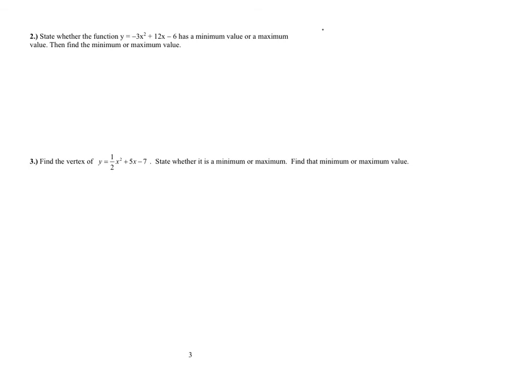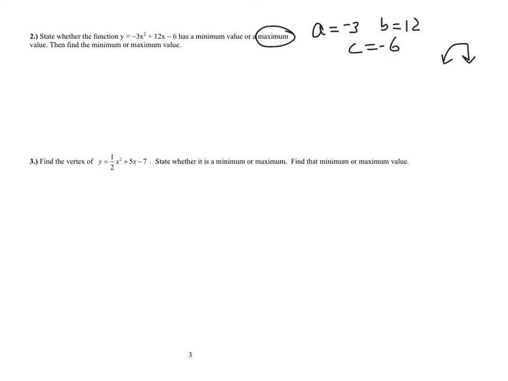The first thing I would look at is the value of a, and I see a is -3. Let me also write the value of b, which is 12, and c is equal to -6. Now I can see it's going to open down, so that means it's going to be a maximum. And so now let me find that maximum value. How do I do that?